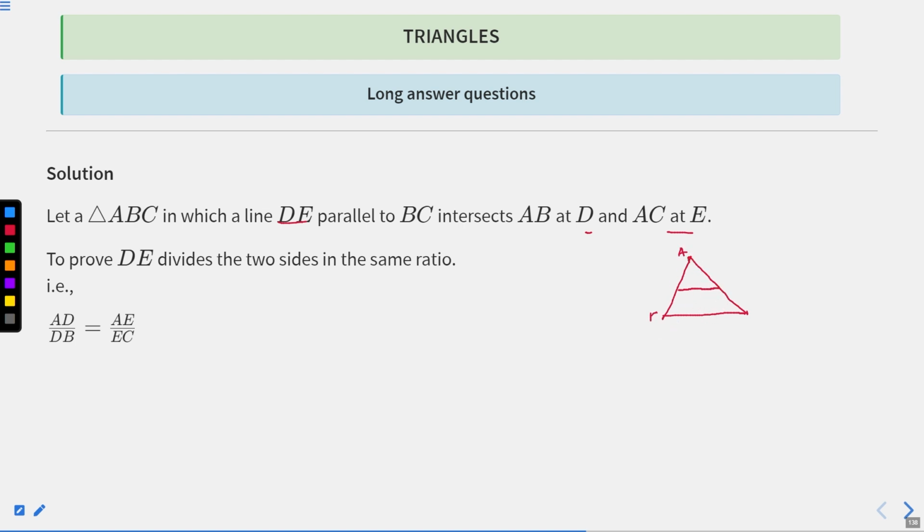This is our triangle ABC, and this line is DE. This line intersects AB at point D and AC at point E. Now we have to prove that DE divides the two sides in the same ratio, that is AD by DB is equal to AE over EC. So we have to prove it.